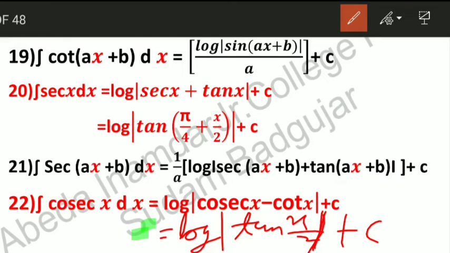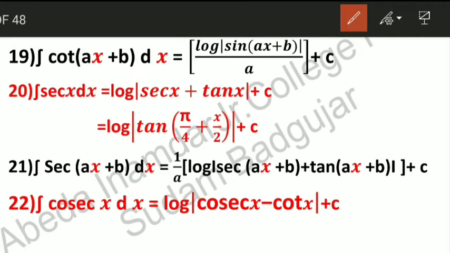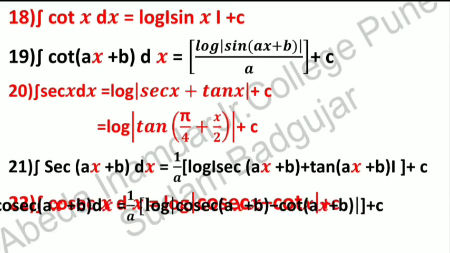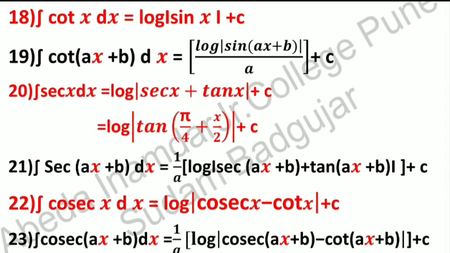Okay, next one is integration of sec of ax plus b. See, there are 10 standard formulas of trigonometric functions. You must remember all these standard formulas.